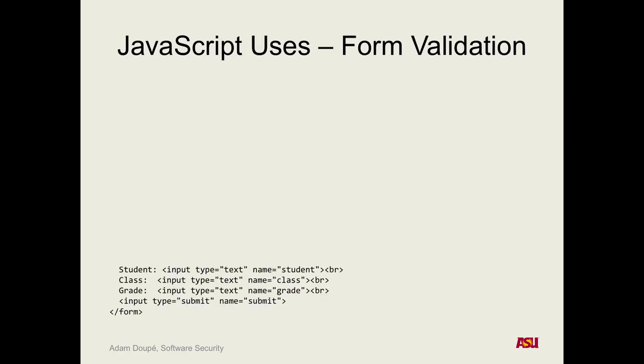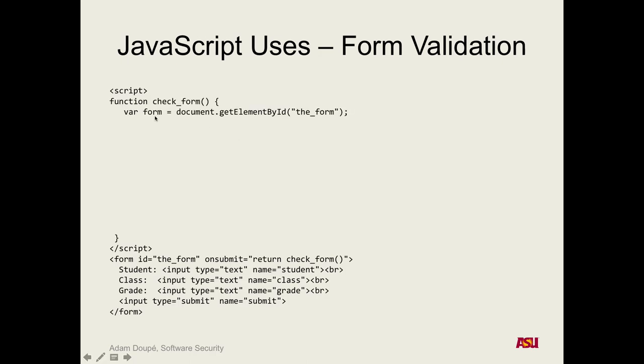So with JavaScript, I can do super cool stuff where I can put on the form an onSubmit element, which says when this form is submitted, execute this checkForm function, and if it returns true, then submit the form. If it returns false, don't submit the form. So this checkForm can do cool things like getting the form, making sure that there's a student value, a class value, and a grade value.